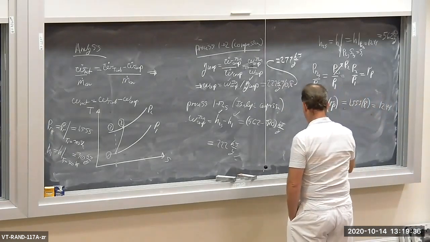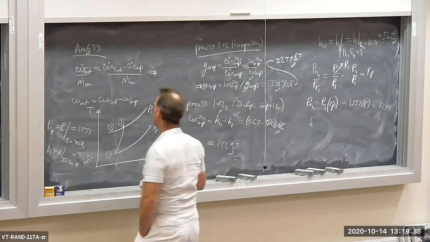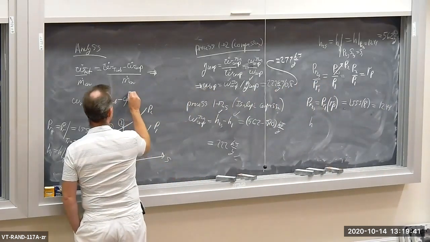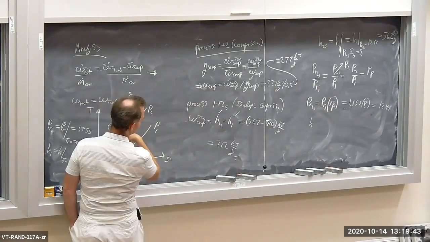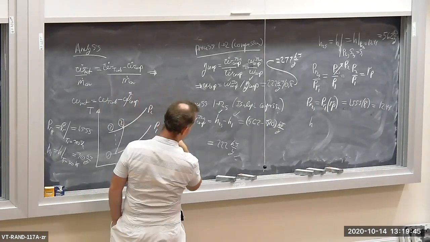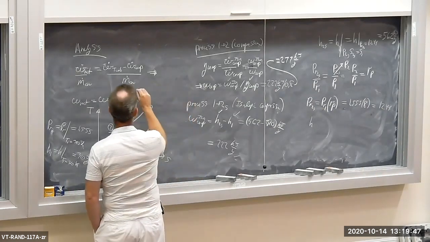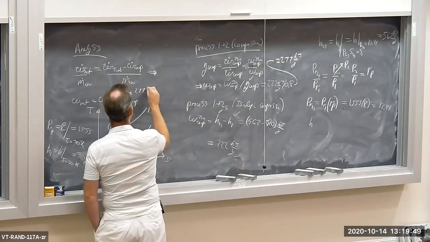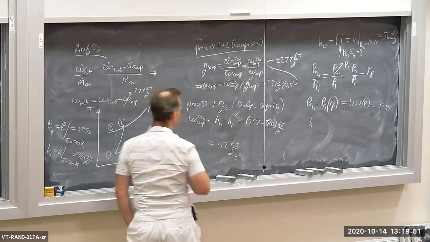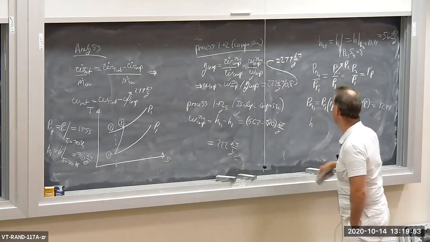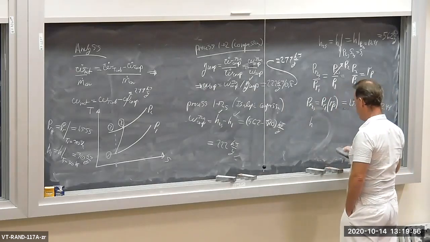So let me write this somewhere. W compressor is 277 kilojoules per kilogram. I need to write that somewhere.